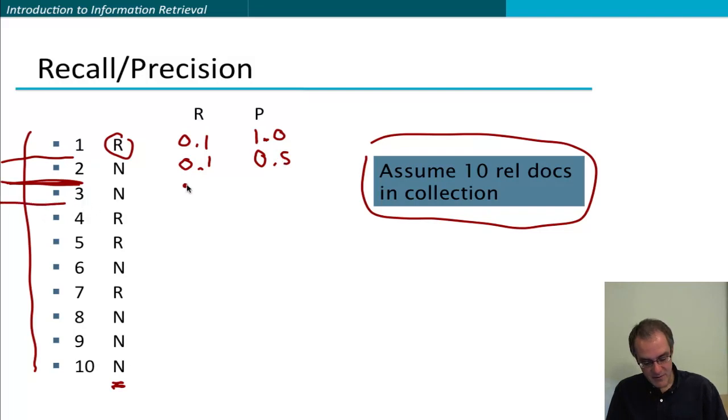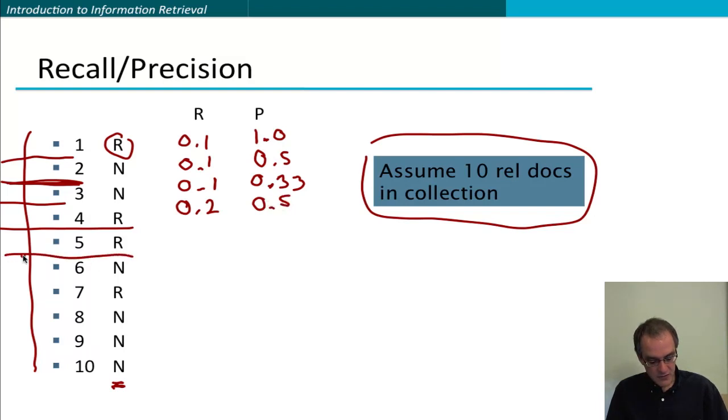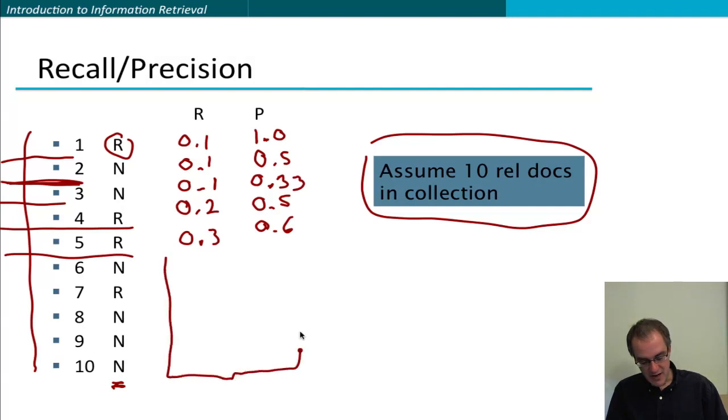Another not relevant document, so the recall is still 0.1, and the precision has now dropped to 0.33. Then if we look at the set of the top 4 documents, we've now found 2 of the 10 relevant ones, so recall is 0.2, and our precision has gone back up again to 0.5. The 5th one is also relevant, so now our recall is up to 0.3, and our precision is up to 3 out of 5, 0.6. And we can keep on going down. Maybe you guys could work out what some of these entries are down here.